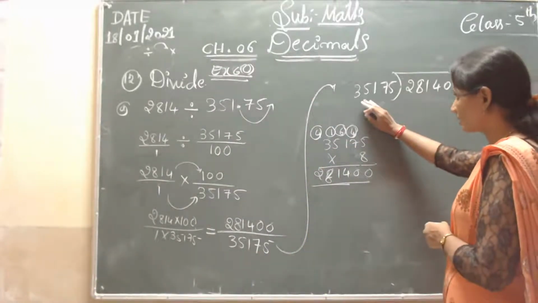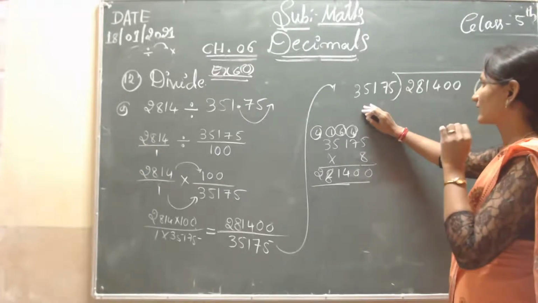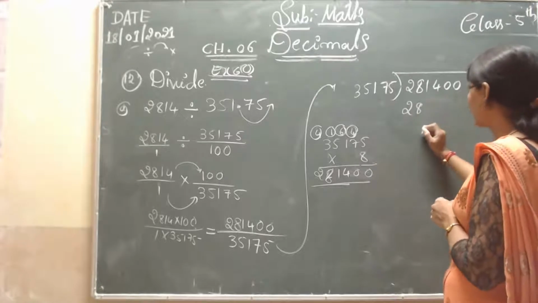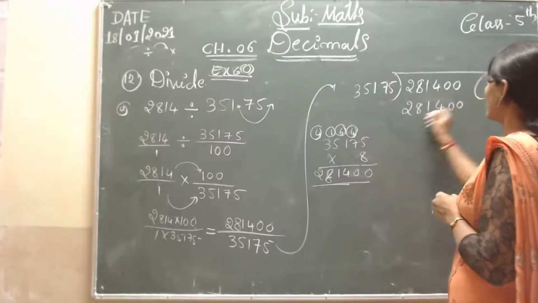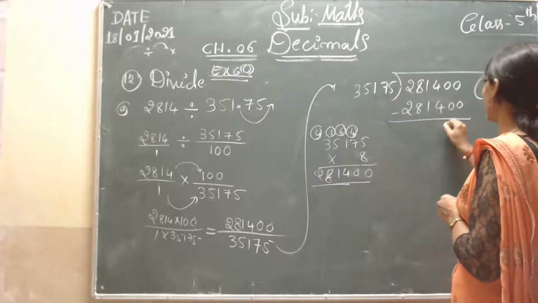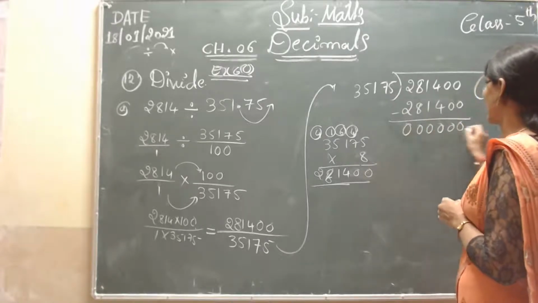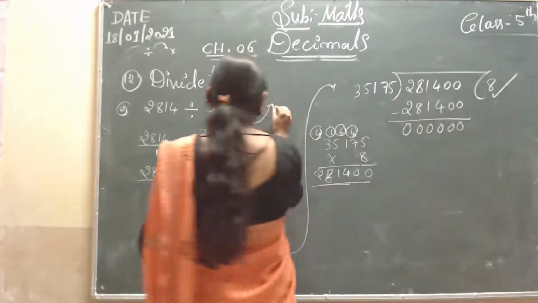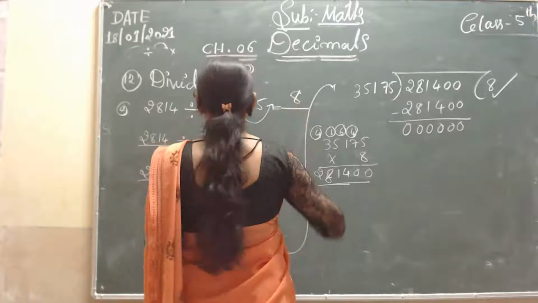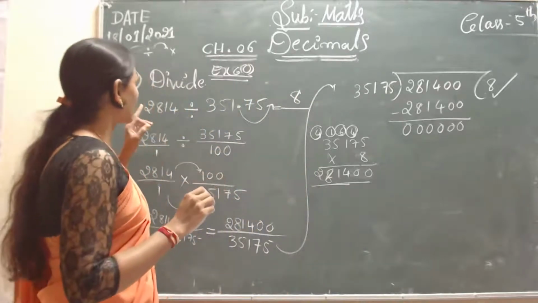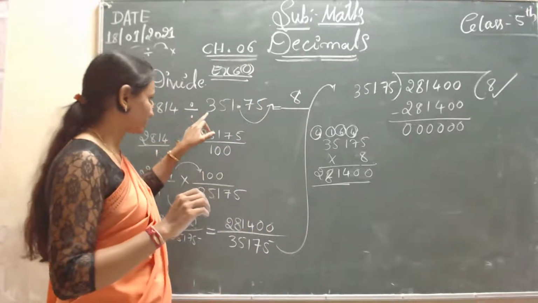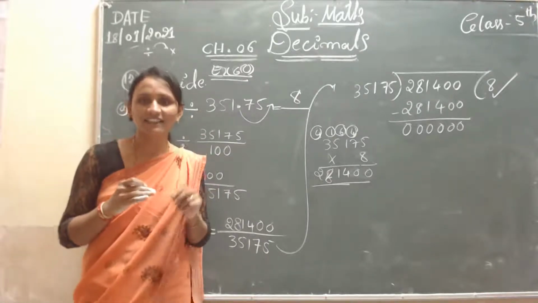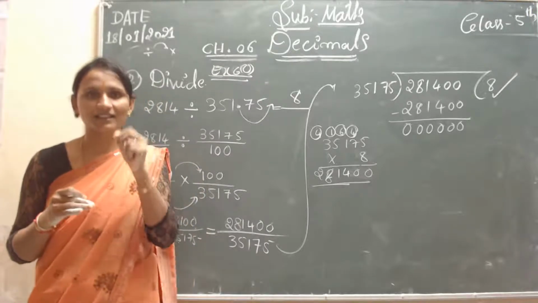So now take 35,175 and 2,81,400. You have to subtract: 0 0 0. Yes, the remainder is 0. So what is the result? That is 8. Students, so here you have to write 8. So 2,814 divide 351.75, we will get 8 as the result. So the answer will be 8.